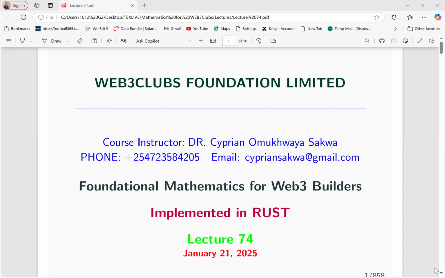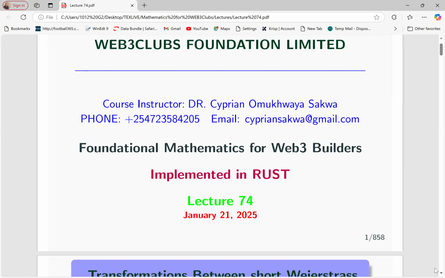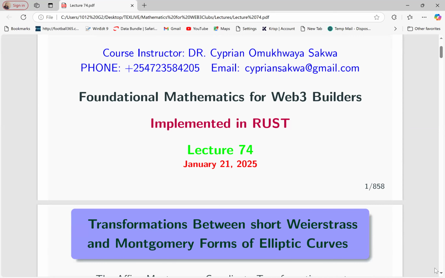We want to proceed with our study on elliptic curves, and we had begun looking at Montgomery curves. In our last lesson, we saw how to convert the short Weierstrass equation to the Montgomery equation, and vice versa.